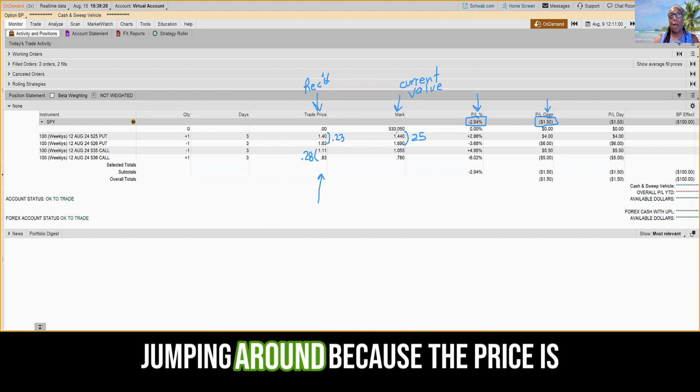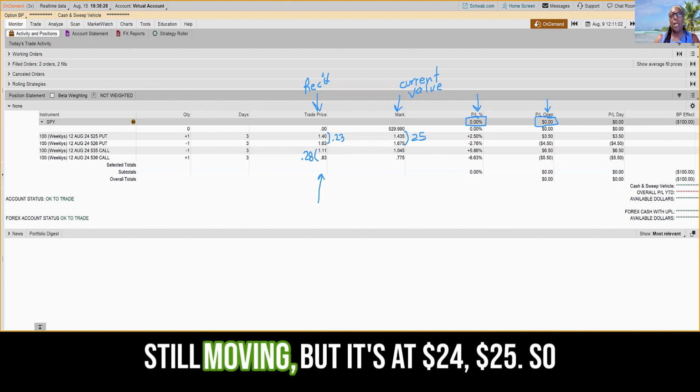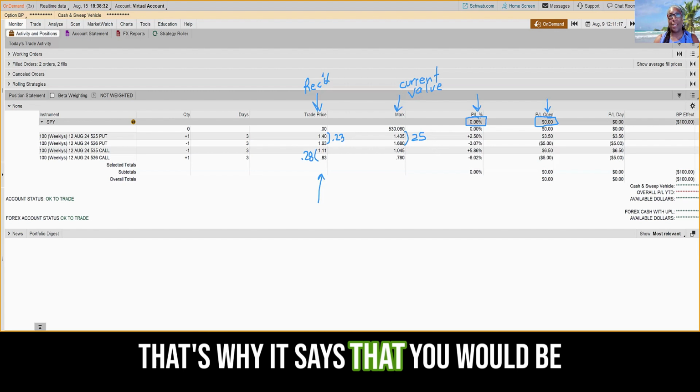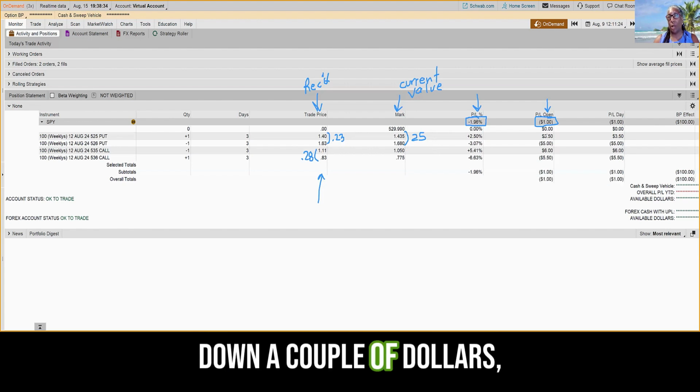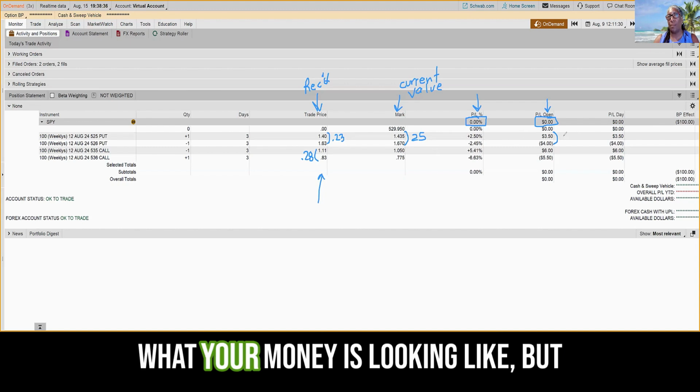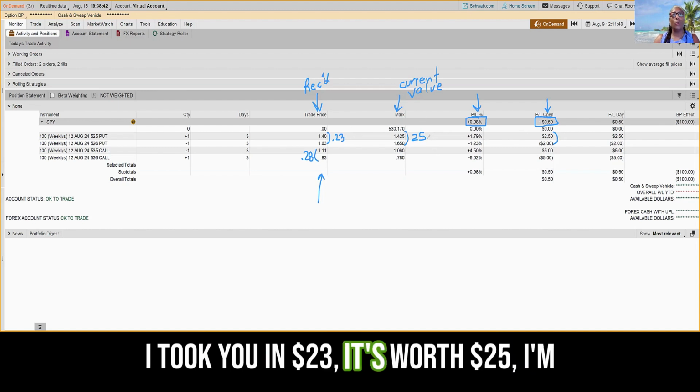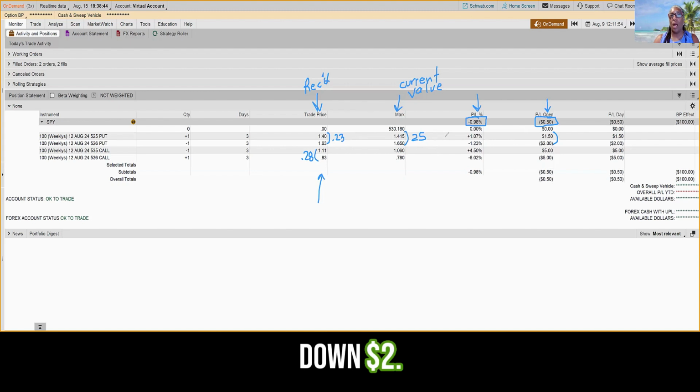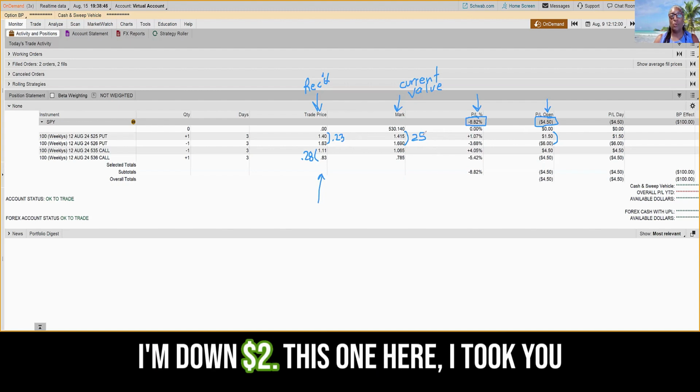It's jumping around because the price is still moving, but it's at $24, $25. So that's why it says that you will be down a couple dollars. The difference between these two is also going to tell you the amount of what your money's looking like. But I took in 23, it's worth 25. I'm down $2. I'm down $2.